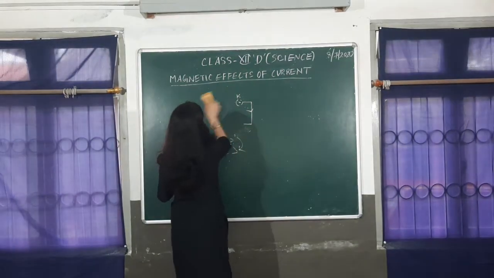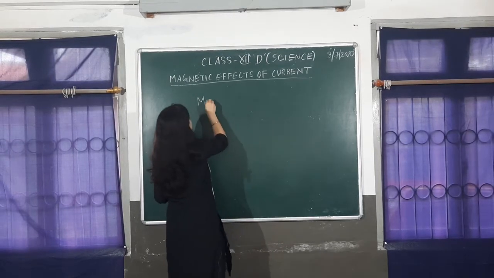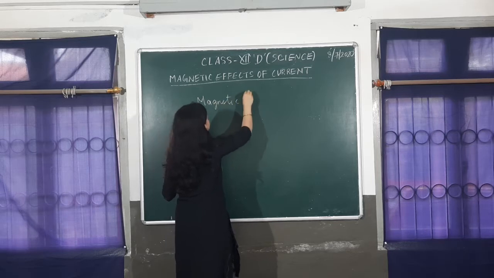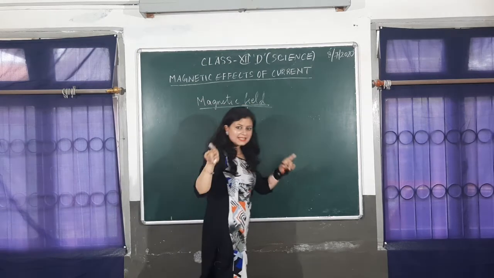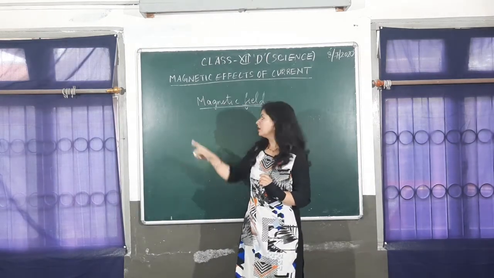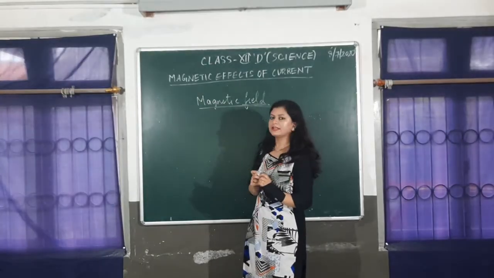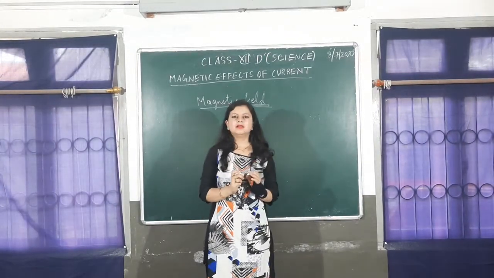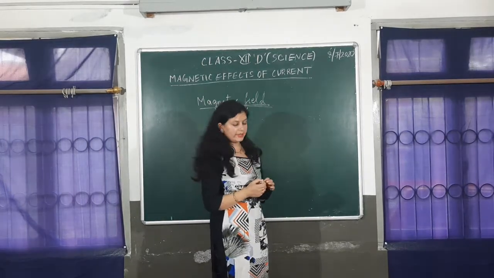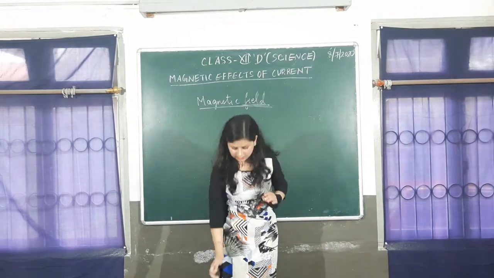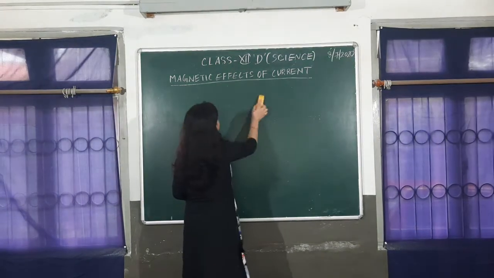Now, if there is magnetism produced, there is something called the magnetic field. We know the term field means the space around a magnet or a current carrying conductor in which the magnetic effect can be felt. That is called the magnetic field. You keep a magnet on the table and ask how far the effect of that magnet can be felt. That is called the magnetic field. Alright, I hope the basics are clear to you.